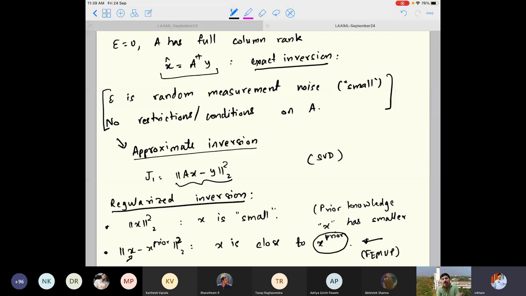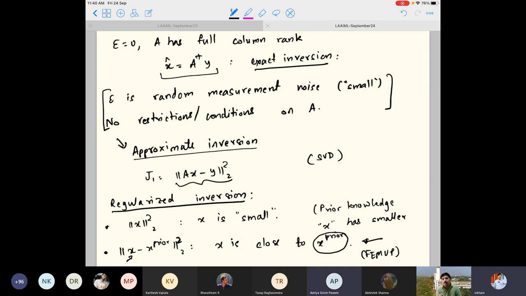At the same time, I can relax the conditions on A also. I will not require that A has full column rank. That is the condition that we had. I'll relax that. So you take epsilon equal to 0 still, but A is not a full column rank matrix. Suppose A is square, then also we'll have infinitely many solutions X, which will satisfy this AX minus Y minimum value. Do you agree?